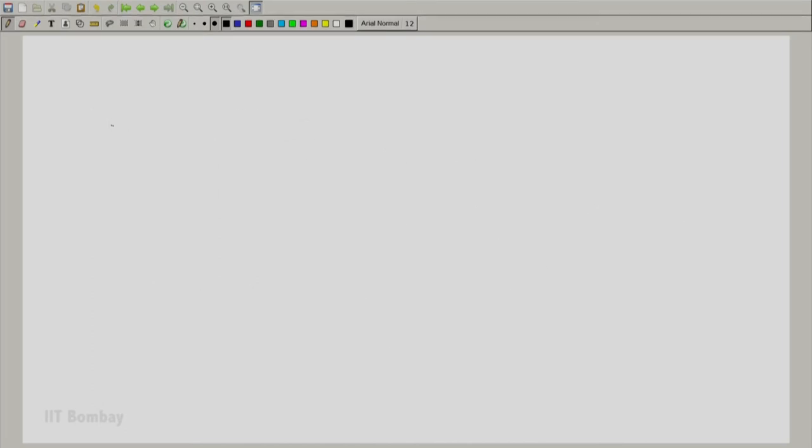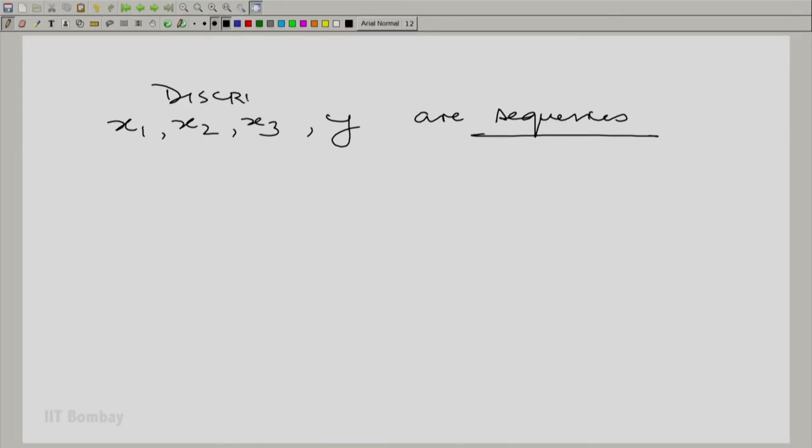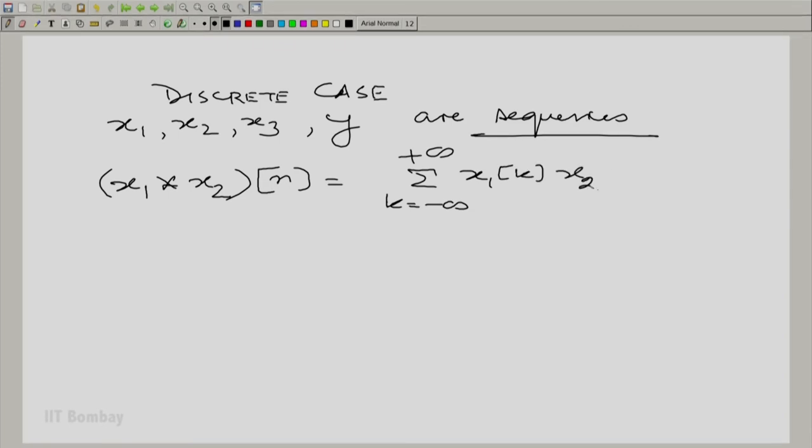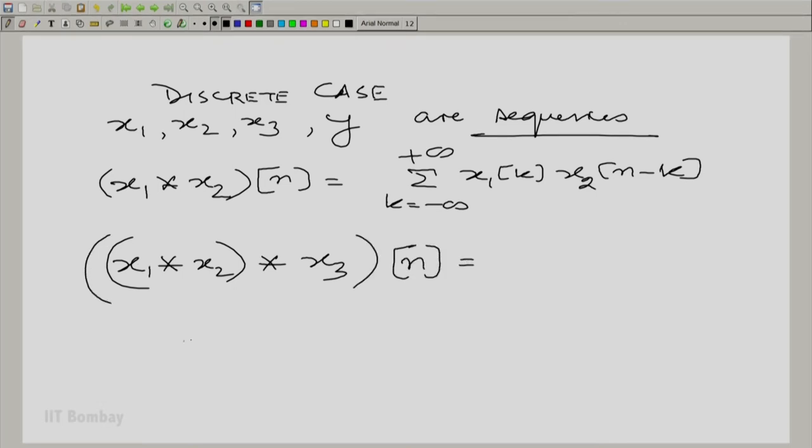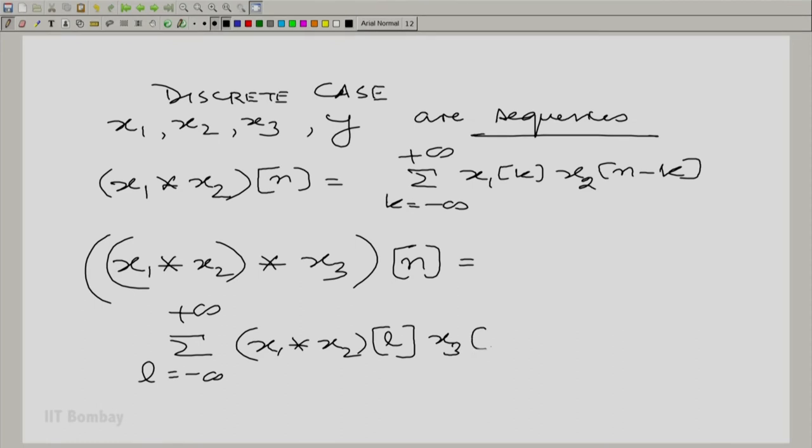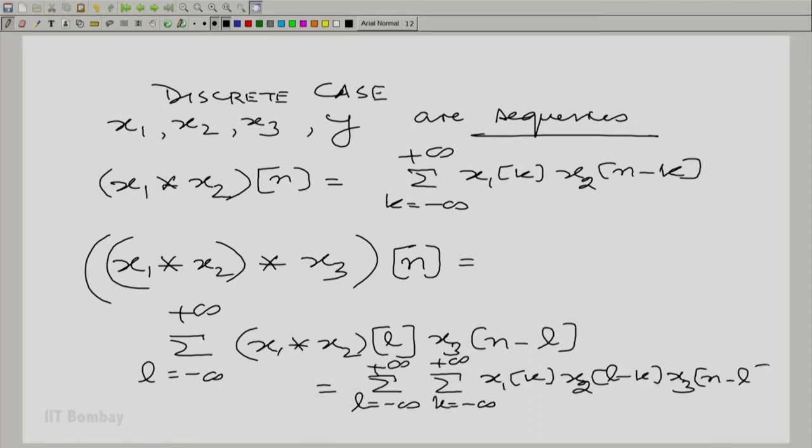Let us begin with the discrete case as we had promised. So, let x1, x2, x3 and y all be sequences, the discrete case. Whereupon, we first consider x1 convolved with x2 evaluated at n, and that is summation k going from minus to plus infinity x1 k x2 n minus k. Now, x1 convolved with x2 and then convolved with x3, all this evaluated at n is essentially summation l going from minus to plus infinity x1 convolved with x2 evaluated at l multiplied by x3 evaluated at n minus l, and we can expand this. This is the expansion.